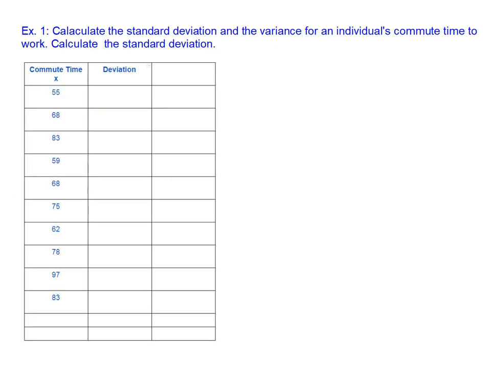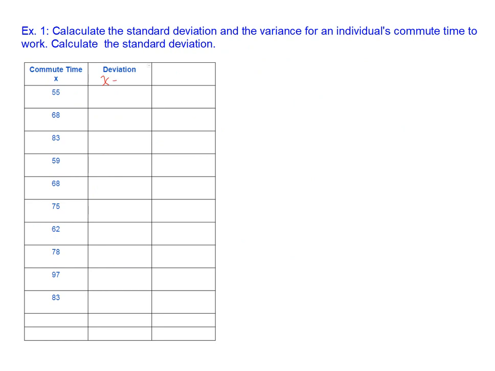So here's an example. We have a table here, and this table shows the commute time to work. So this is an individual's commute time to work. Obviously, a commute time is not always the same. So this is an example where somebody tracked their commute time, and what we are going to do is calculate the standard deviation. So the commute times are our x values. The deviation up here is just going to be x minus the mean.